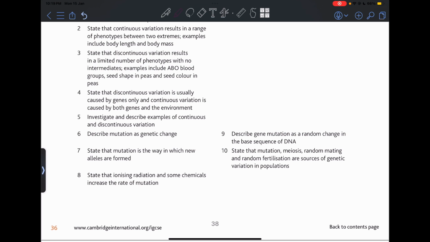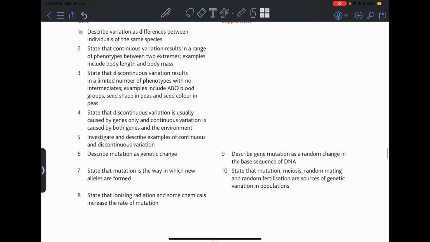Now, discontinuous variation results in a limited number of phenotypes with no intermediates. Examples include ABO blood groups, seed shape in peas, and seed color in peas.